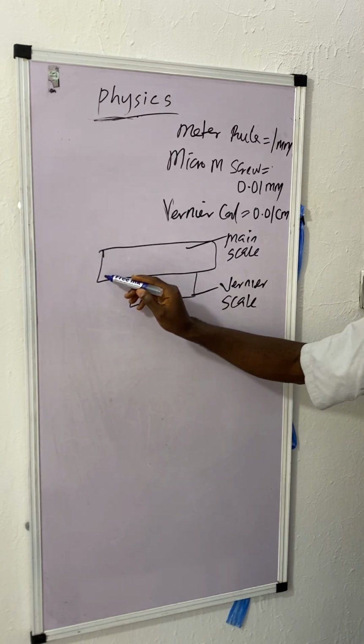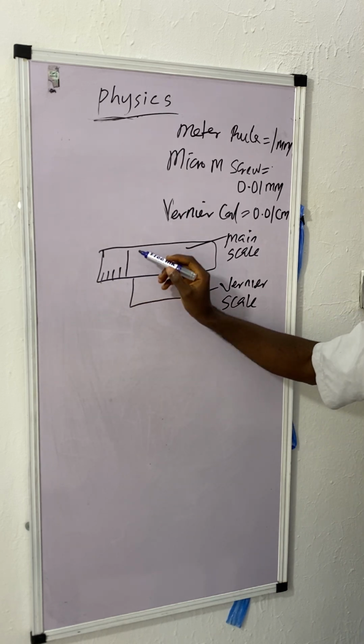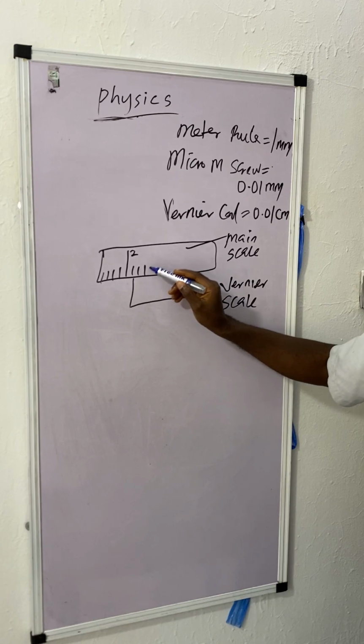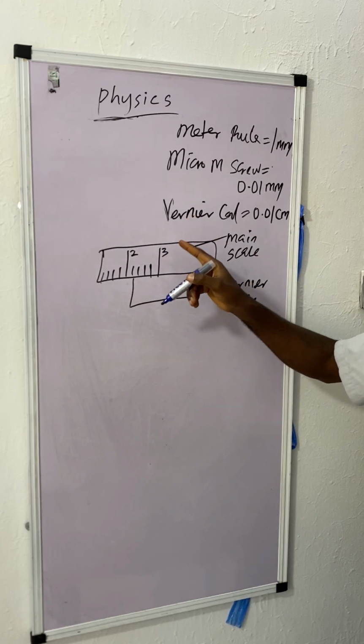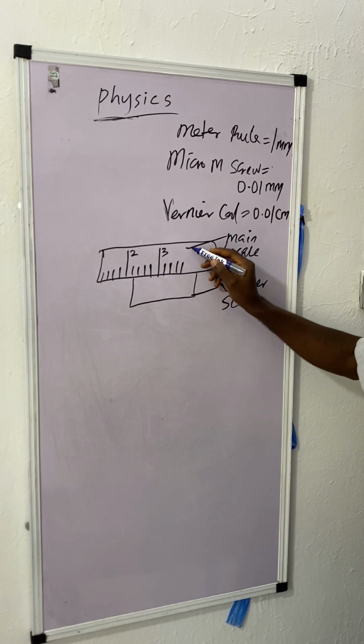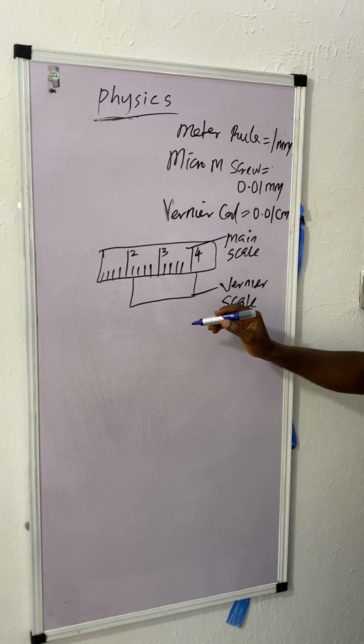Okay. So let's say, for example, we have 1, 2, 3, 4. This one is number 2. 1, 2, 3, 4. This one is number 3. That's 3 centimeter. You know the scale is in centimeter. Okay. Then 1, 2, 3, 4. This one is what? 4. All right. And so on and so forth.